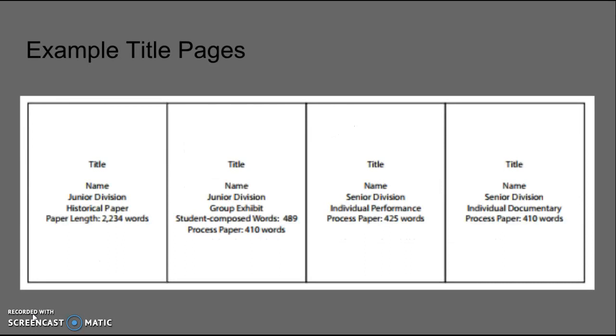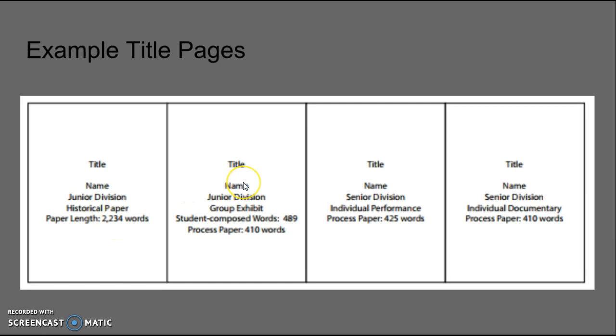All right, so here is an example of some title pages. It's very simple. Here's your title. That's where you put your name or names. You are junior division because you're middle school. High school will put senior division, okay? So here's an example. This is an historical paper, and they said the paper's length is 2,234 words.